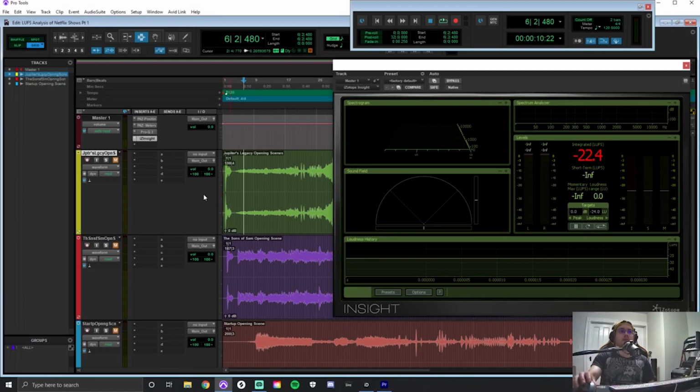We're going to see here in this show, Jupiter's Legacy, there's a scene where there's like an overhead shot of these 2 kids playing in the intro scene, and check out the LUFS level as it comes in through the meter.